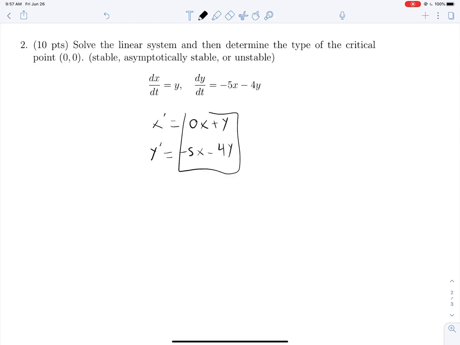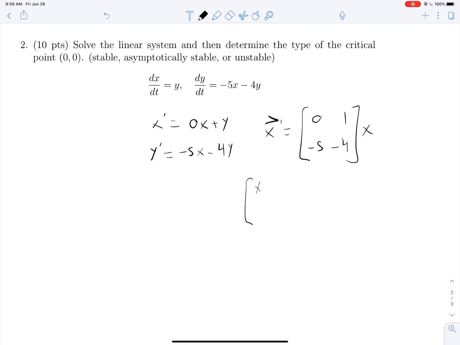Now, you don't even have to do any more thinking. If you put it like this, you can already kind of see the matrix form. We can just say that x prime is equal to the matrix 0, 1, minus 5, minus 4 times x. And if x is a vector, it's weird calling it x, but I think you know what I mean. If x is a vector formed from x and y, if you do the matrix multiplication here, you will get exactly this back out.